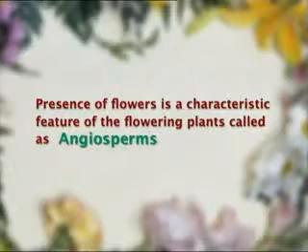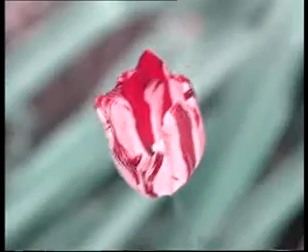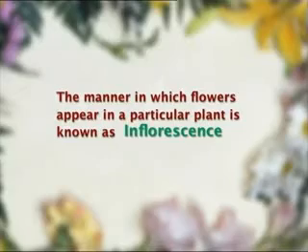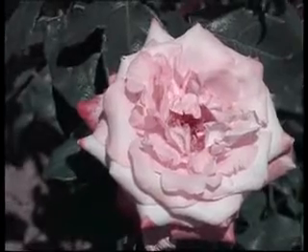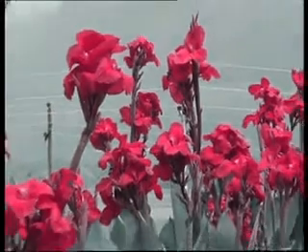Presence of flowers is a characteristic feature of the flowering plants called angiosperms. Dear viewers, have you ever noticed how plants present their flowers? It's quite interesting to know that every plant presents its flowers in a characteristic manner. Plants present their flowers differently on flowering branches which are quite distinct from the vegetative branches. The manner in which flowers appear in a particular plant is known as inflorescence. Therefore, an inflorescence is a collection or aggregation of flowers on an individual plant.